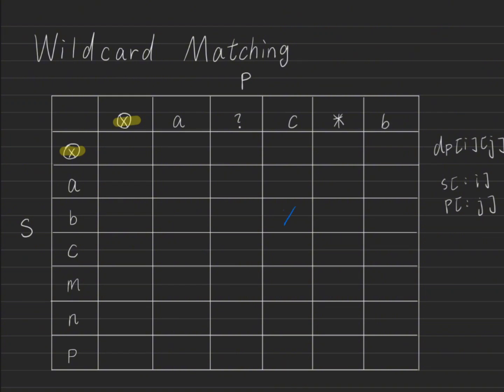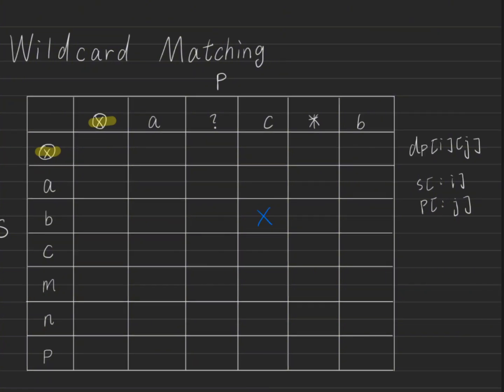So let's look at this block. We're essentially trying to determine if AB matches A question mark C. And the answer is no, but we'll have to build it from the previous results.